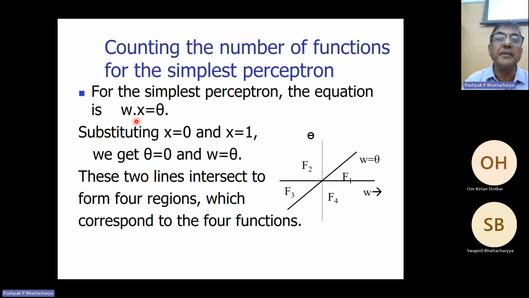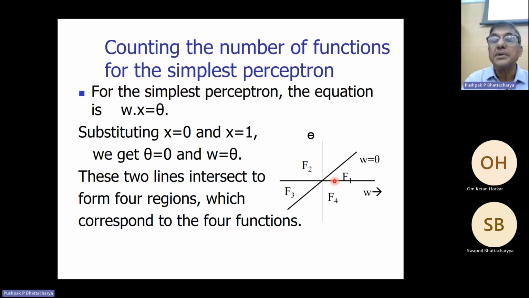So first and foremost, inputting the value of x in wx equal to theta gives me the number of hyperplanes possible for different values of x. In case of a perceptron with single input, the number of hyperplanes possible is 2. There are 2 lines. Now, the 2 lines, by intersecting, how many regions can they produce? They can produce 4. That's why only 4 functions can be computed by a perceptron with a single input.